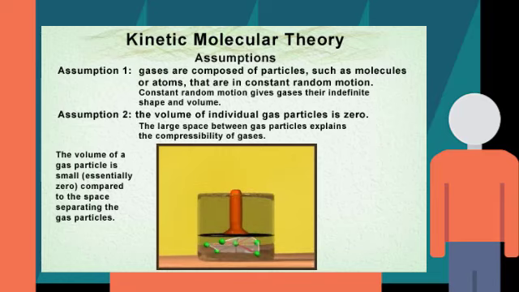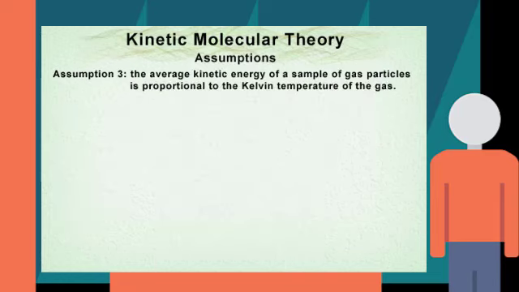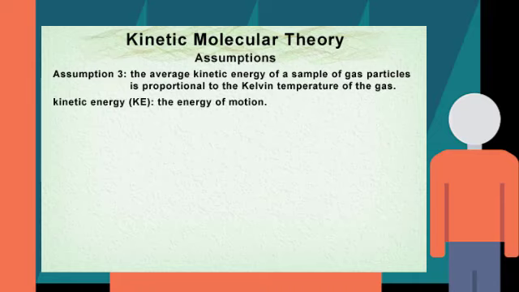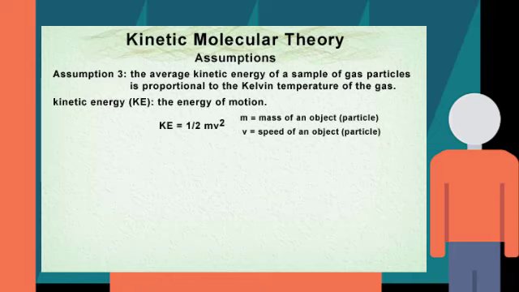The third assumption of the kinetic molecular theory is that the average kinetic energy of a sample of gas particles is proportional to the Kelvin temperature of the gas. To understand this assumption, you need to know about kinetic energy. Kinetic energy, abbreviated KE, is the energy of motion and is mathematically defined as half the mass of an object times the square of its speed, v.